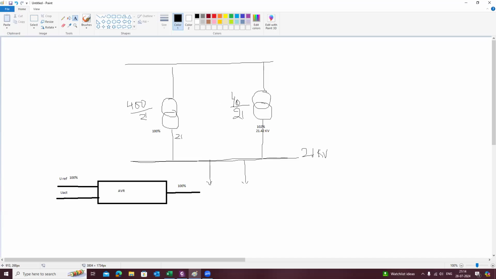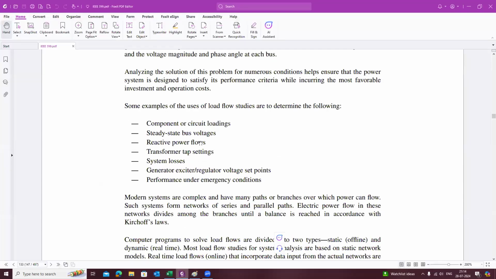I hope reactive power flow is clear. Yeah, reactive power flow is clear. So this is the reactive power flow. I think this is clear. Right. Yes. Any questions?